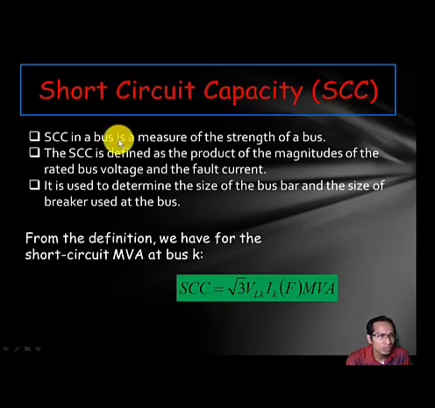Short circuit capacity. The SCC at a bus is a measure of the strength of the bus. The SCC is defined as the product of the magnitudes of the rated bus voltage and the fault current. Usually it is used to determine the size of the bus bar and the size of the circuit breaker. From the definition, the short circuit MVA at bus K, or SCC, is given by this equation: short circuit capacity is equal to square root 3 times V line times I line. This I is the fault current, and the unit is usually MVA. So SCC is equal to square root 3 VI MVA. This is short circuit capacity.